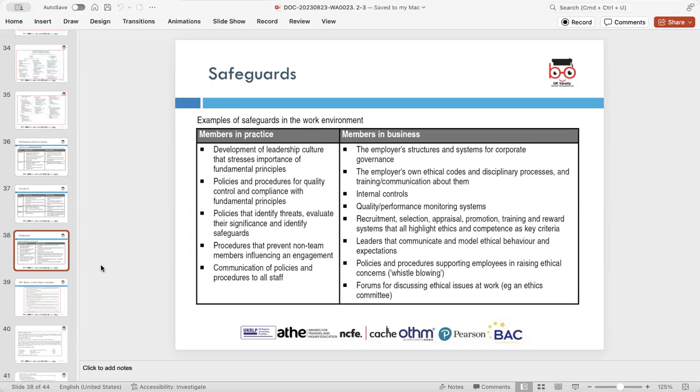Policies that identify threats, evaluate their significance, and identify safeguard procedures, and prevent non-team members from influencing the engagement, with communication of policies and procedures to staff.